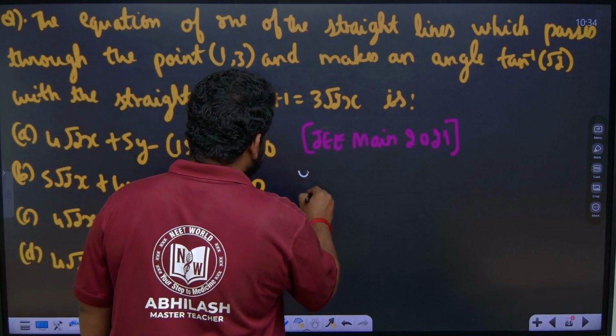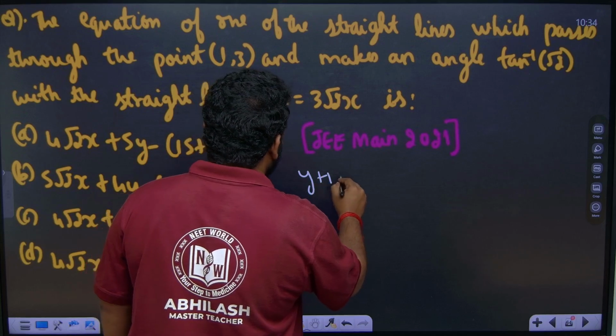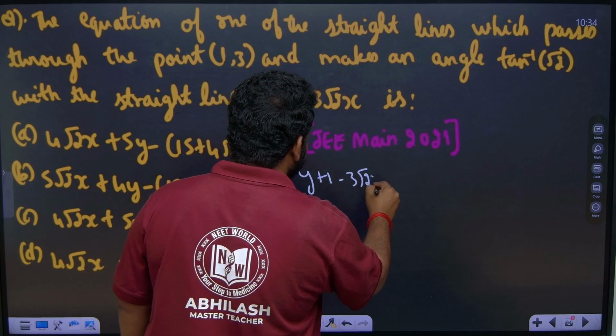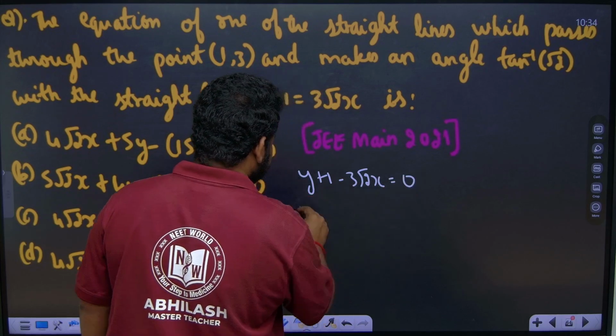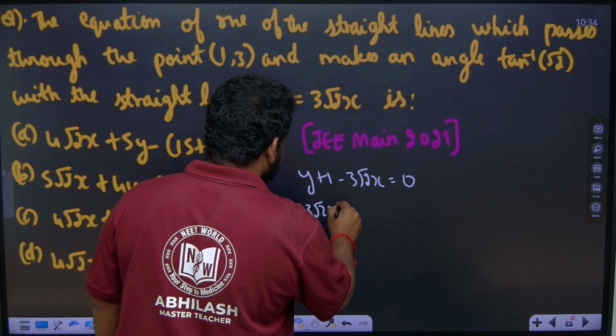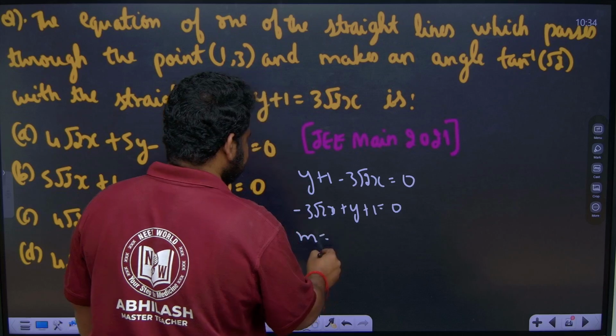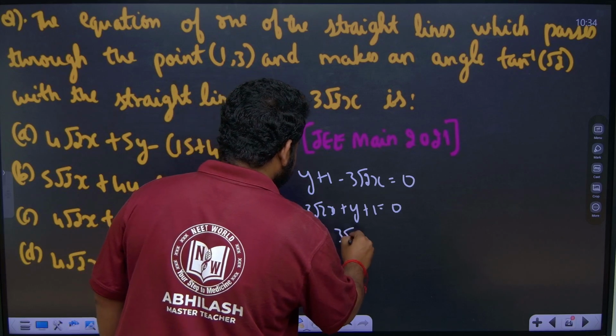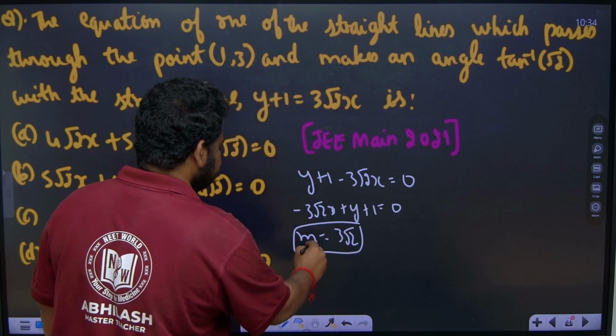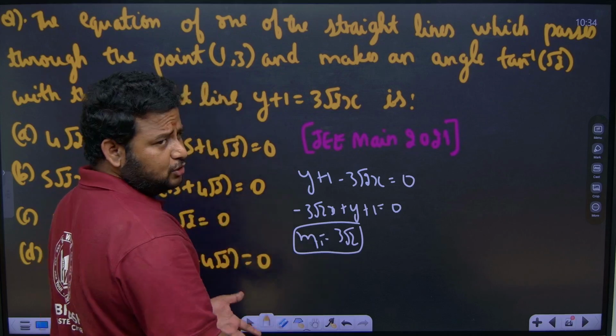First let me find out this line, y + 1 = 3 root 2 x. Let me write it again: minus 3 root 2 x + y + 1 = 0. The slope of this line is m = minus a by b. This will be nothing but 3 root 2 itself, since minus into minus becomes plus. So m1 will be equal to 3 root 2.